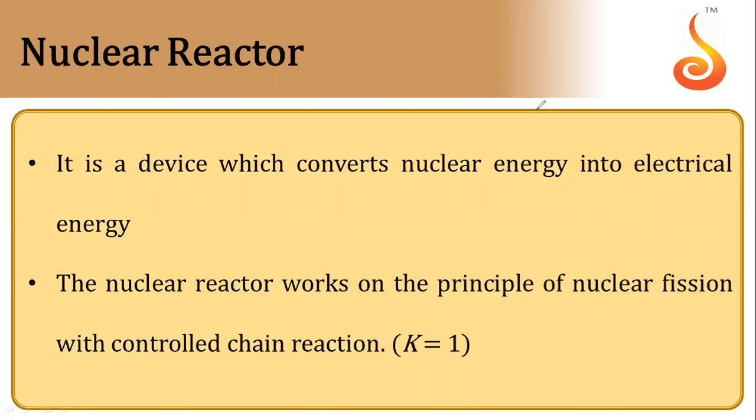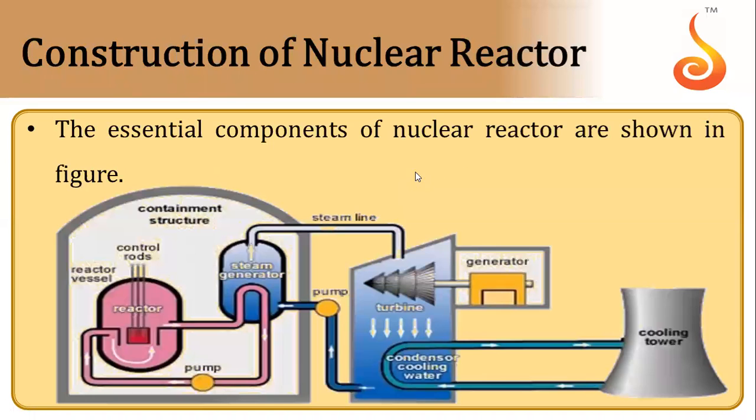Next is the construction of a nuclear reactor. So these are the essential components of nuclear reactors which are shown in the figure. This whole is the containment structure inside which the nuclear reactor is kept. Then there is a steam generator. There are control rods also, which I will explain later. So a coolant is there.